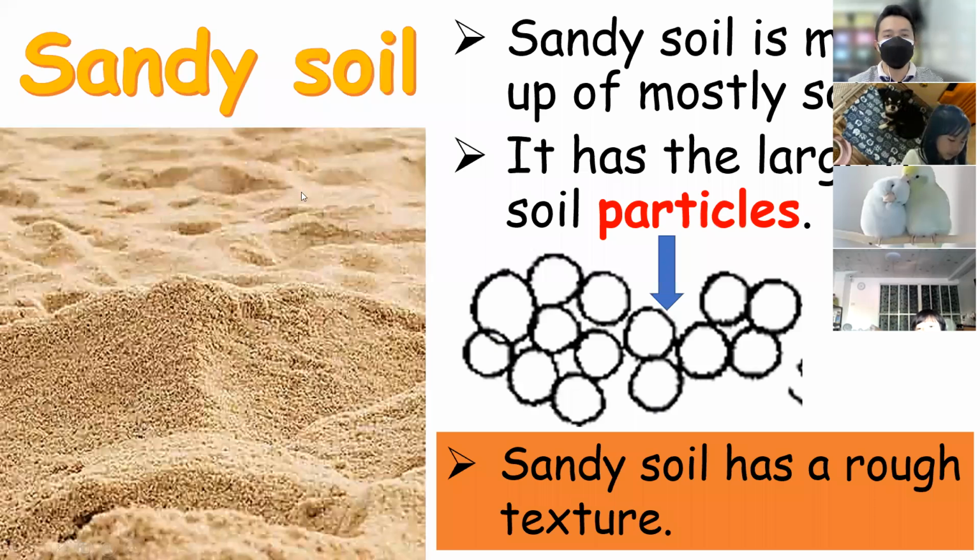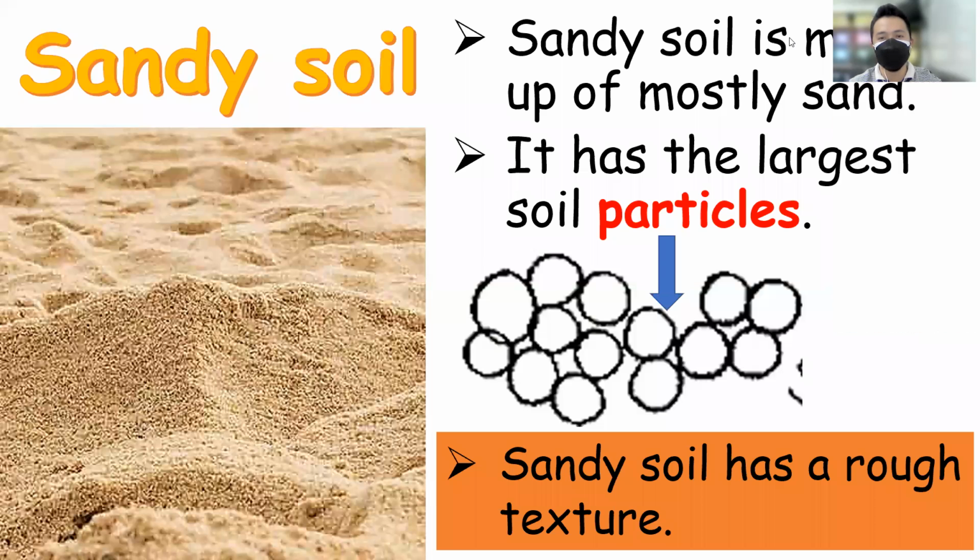So the first one here is sandy soil. Okay, sandy soil. What is sandy soil? Of course, sandy soil is made up of mostly sand. Of course, it has the largest soil particles. So if you're going to touch the sandy soil, you can feel the large particles in it. So the particles are big.